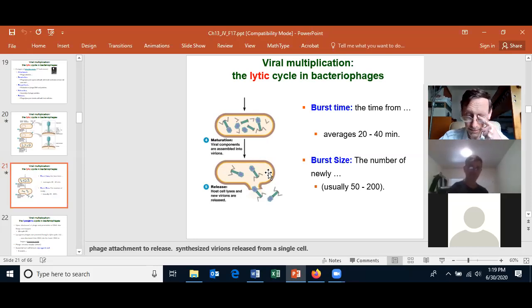Any questions about any of that? That's species dependent, meaning it depends on the viral species, what the burst time and burst size are, and it also depends on the temperature.